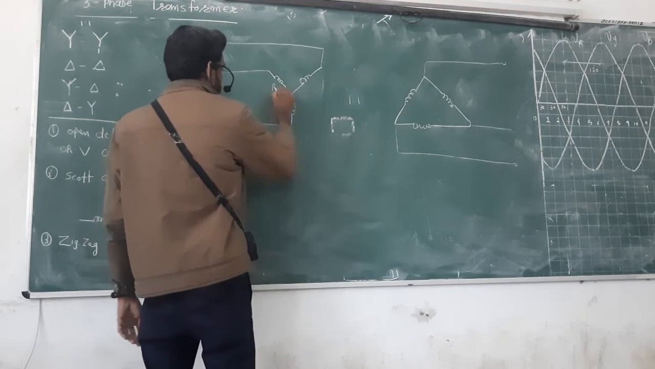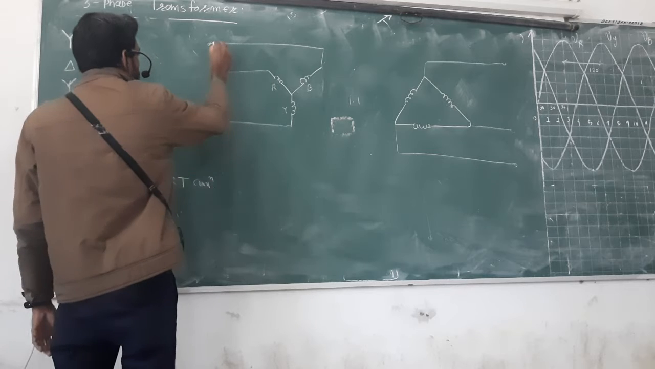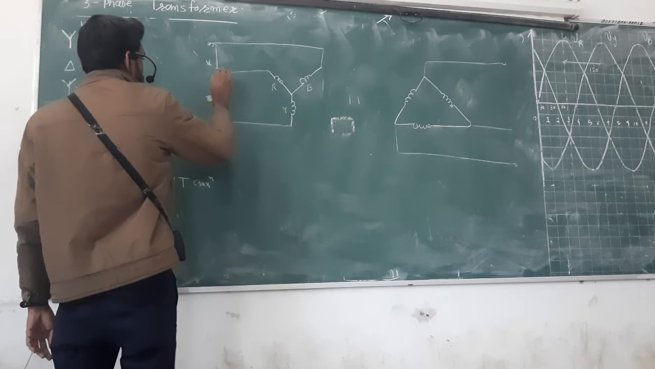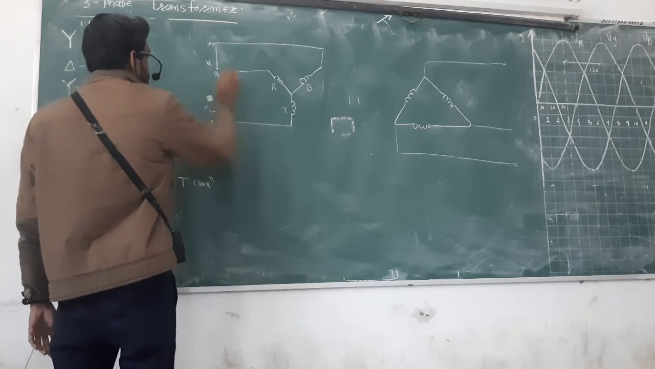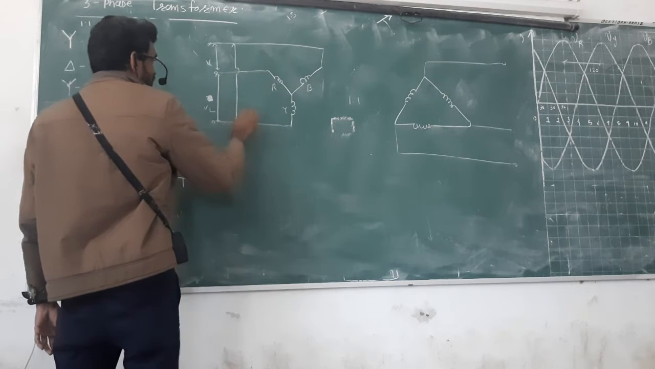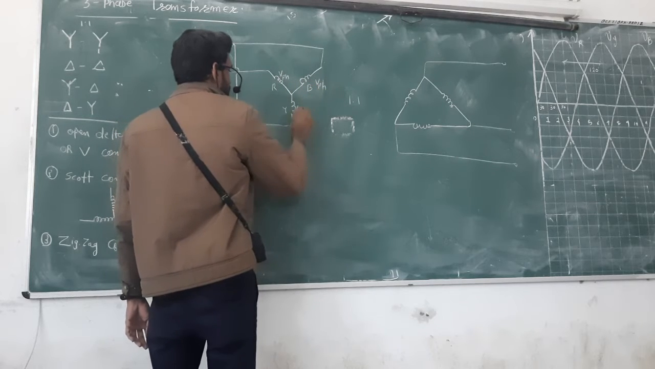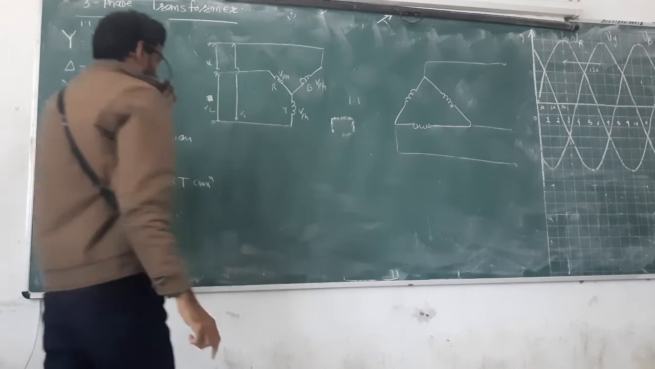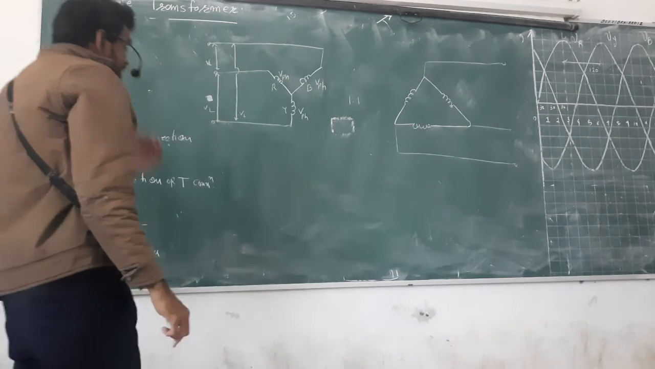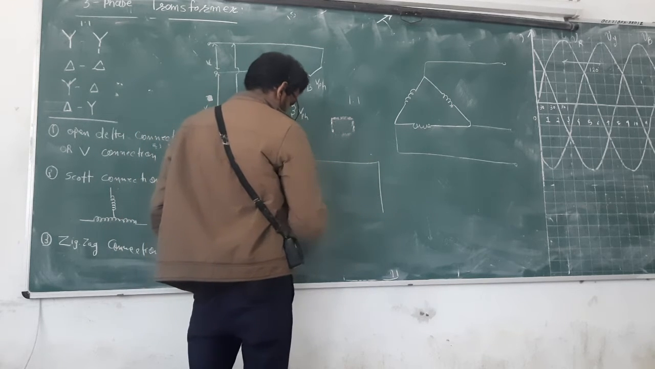Okay, let's say this is R, this is Y, this is B. Line-to-line voltage is this one, and this one also, and this one also. Phase voltage is this one: R phase, B phase, Y phase. One giant transformer. Okay. Inside, the real operation is something like this.